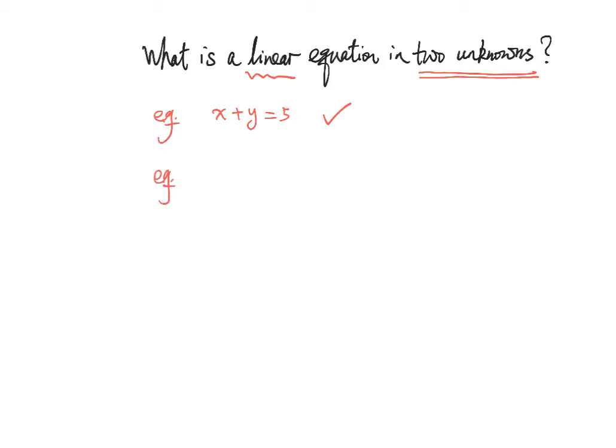And you can also see that y equal to 5 minus 2x. This is a linear equation in two unknowns because you can see x and y, these two unknowns, and you can also see the powers of y equal to 1, the powers of x equal to 1. Okay, so this is a linear equation in two unknowns.